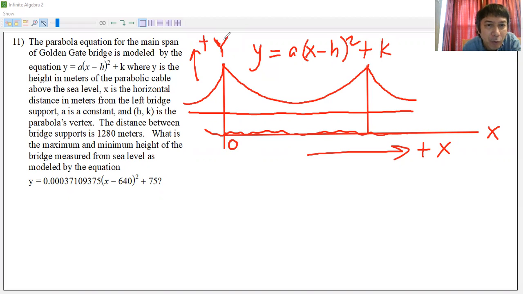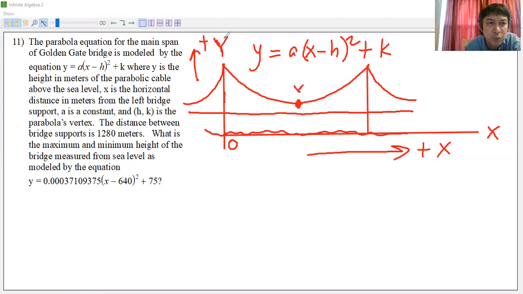Now, what do we have here? x is the horizontal distance in meters from left bridge support. The left bridge support is this one here. All right, so let me clear my drawing. A is a constant, (h, k) is the parabola's vertex. Where's this vertex? It must be this, the center. That's the vertex.